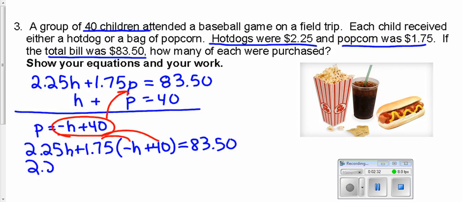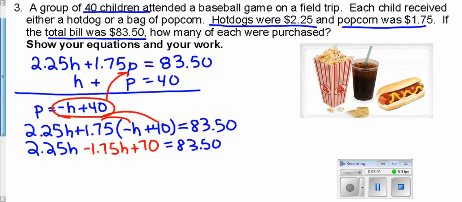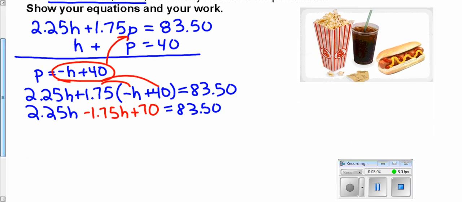So I get 2.25h. Right? When I do the next thing and I multiply, I get minus 1.75h. When I multiply 1.75 times 40, that's 70. And I'm going to set all of that equal to $83.50. Right now, I'm going to combine like terms. So I'm going to combine these two because they both have the h variable in them. And when I do that, I get a half.